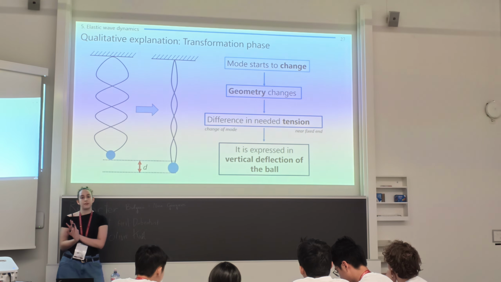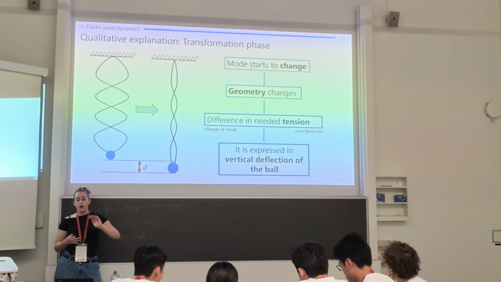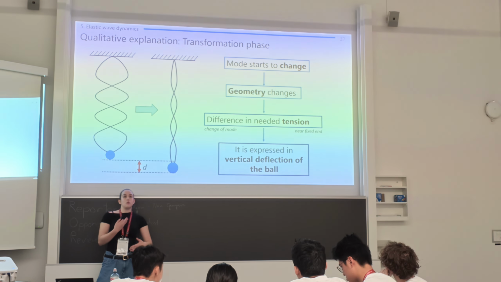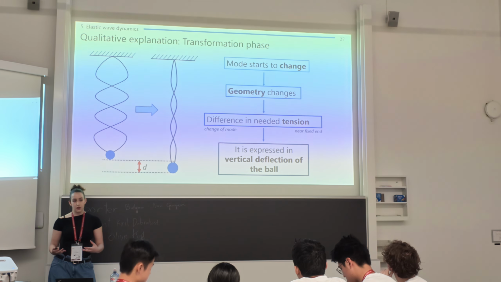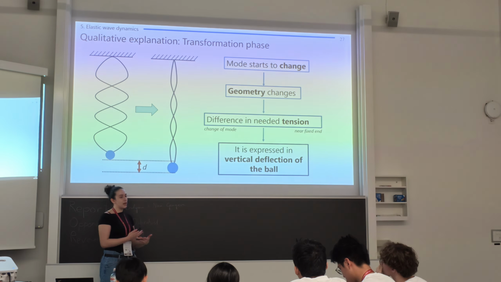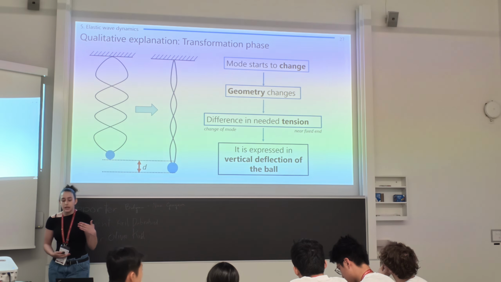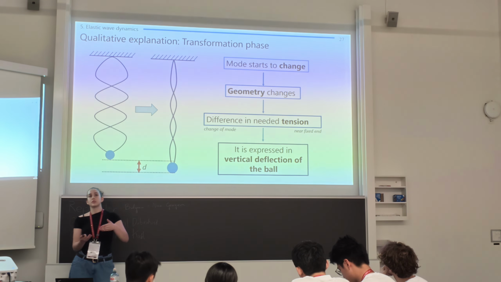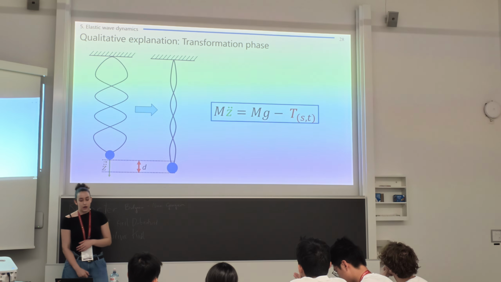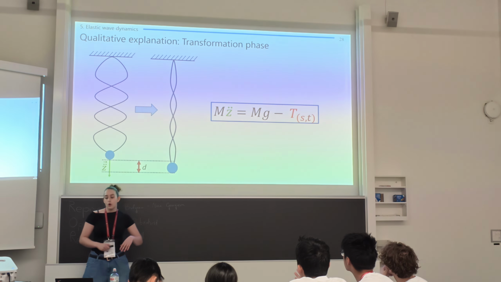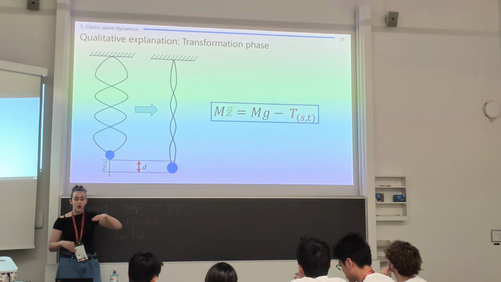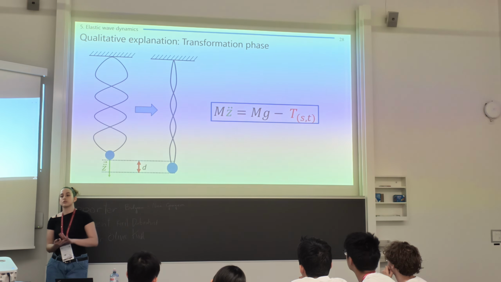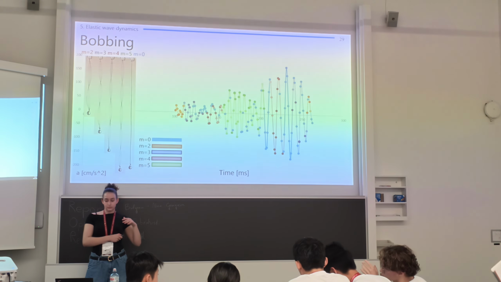So let's see the transformation phase a bit more closely. We have a mode, but this mode starts to change, which means the geometry changes, which means that there is a different needed tension, and the ball itself is a near fixed end. So it starts to deflect. This is extensible, like a spring, let's say. We can see that further on with this equation, which is the motion for the ball, a ball with mass M. So we just write up the equation of motion, where there is the acceleration.